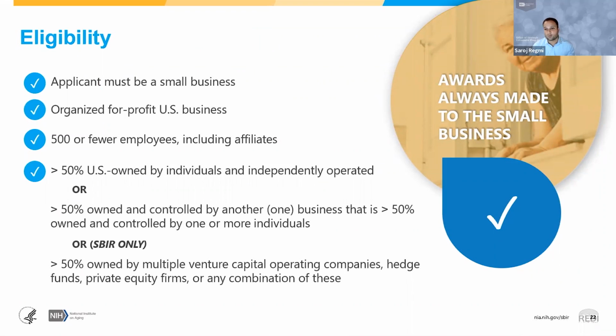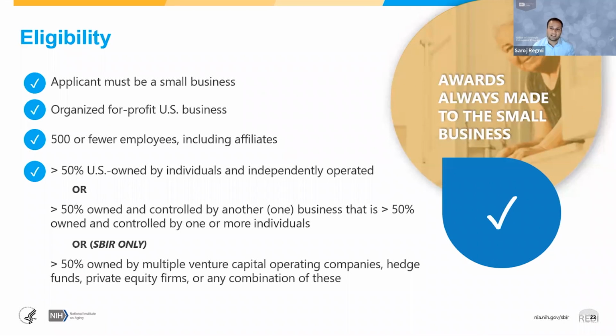normal SBIR STTR award. You have to remember that a major difference between a K01 and an SBIR is that K01 is awarded to an individual. The SBIR award is awarded to the small business, wherein the individual acts as a PD/PI.